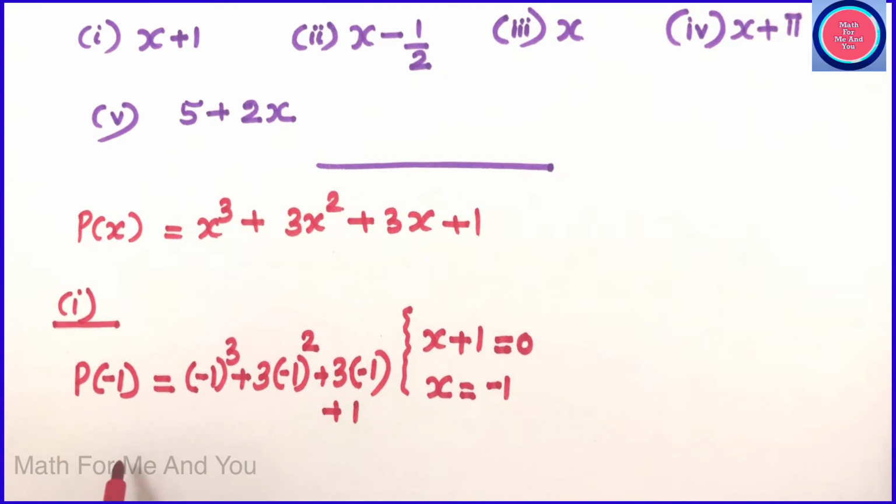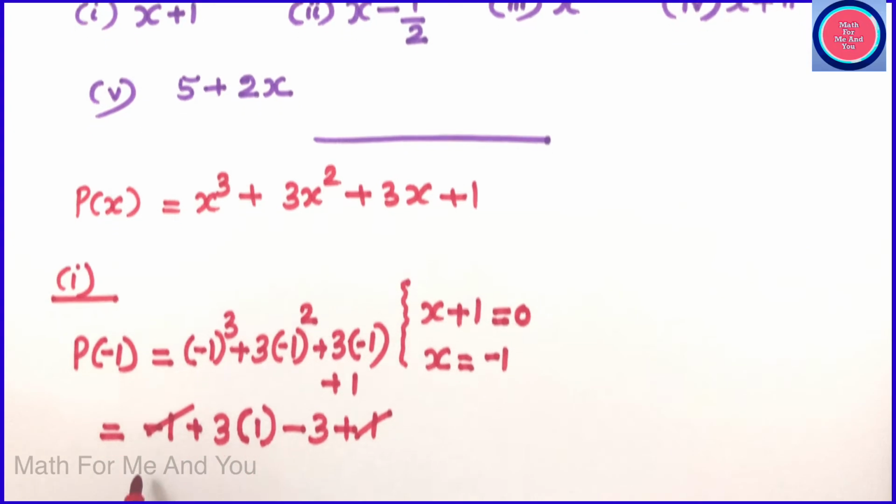Minus 1 power 3. If the power is an odd number like 3, 5, the minus will be there. So minus 1 power 3 is minus 1, plus 3 times minus 1 square. If the power is 2, 4, like even powers, we get the result as positive 1. See, odd power means negative 1 and even power means positive 1. Plus 3 times minus 1, it is minus 3, plus 1. We can see in the beginning minus 1 and at the end plus 1. They cancel.